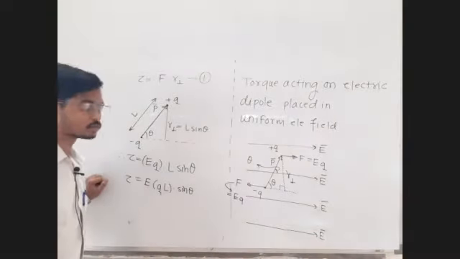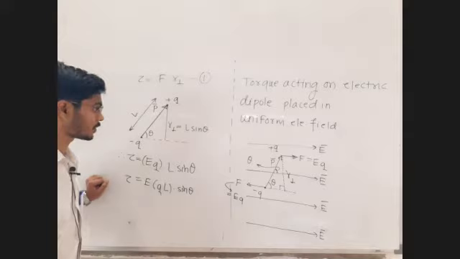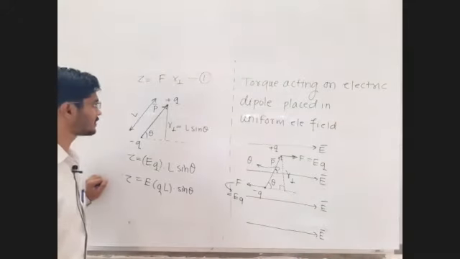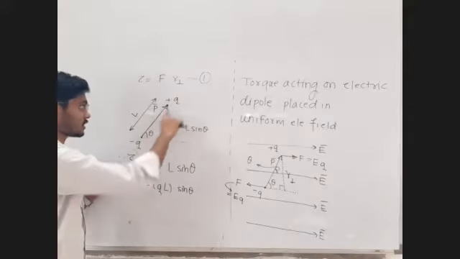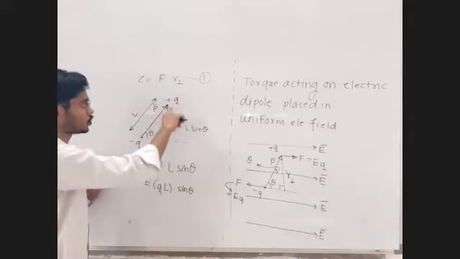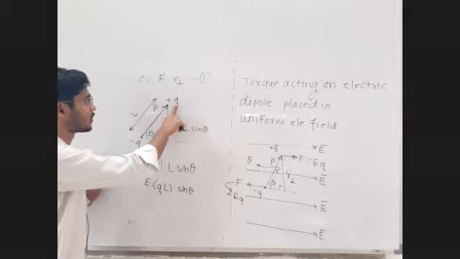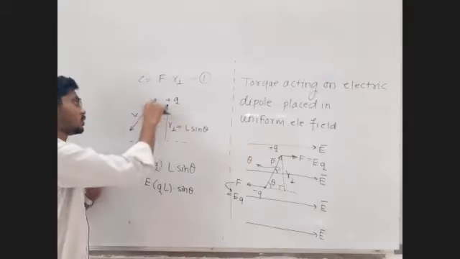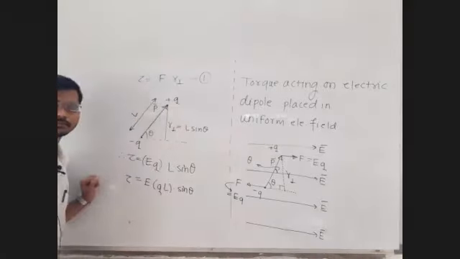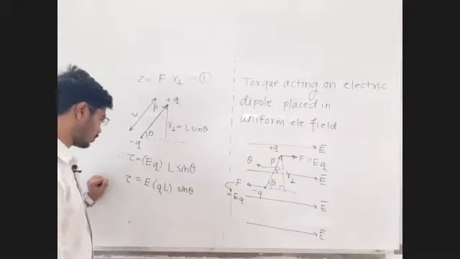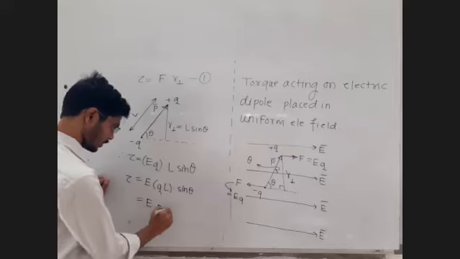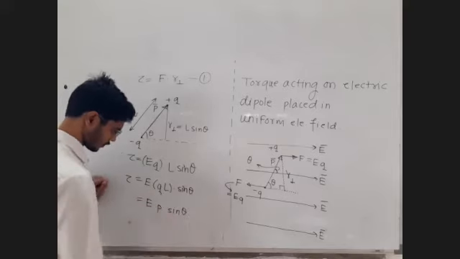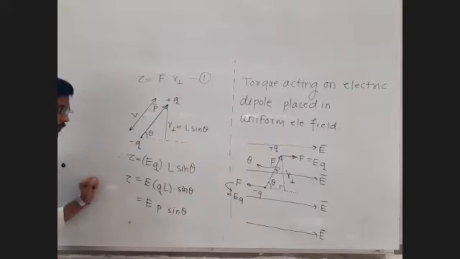It's not P by 2. It's simply P, the dipole moment. Out of the two charges, only one you have to select. One of the charges into the distance between the two charges gives the dipole moment. So this is E into P into sin theta, where theta is the angle between E bar and P bar.